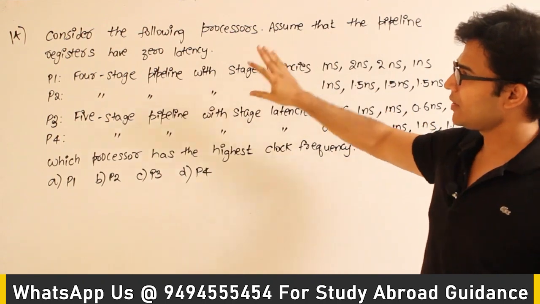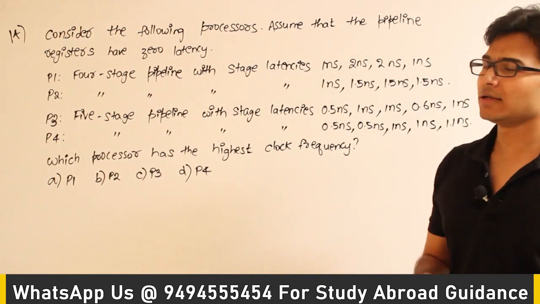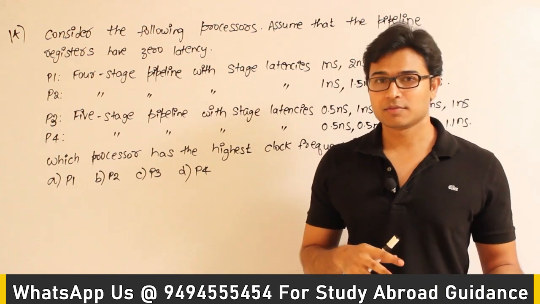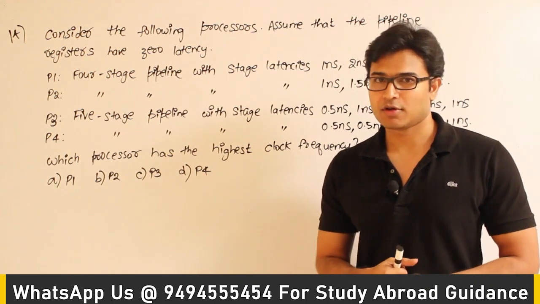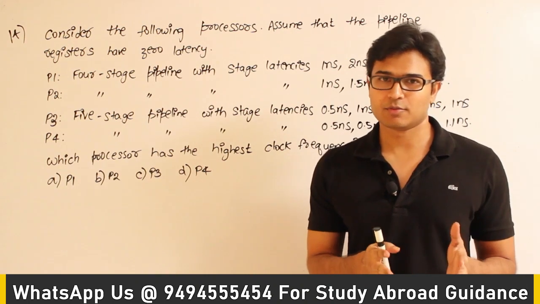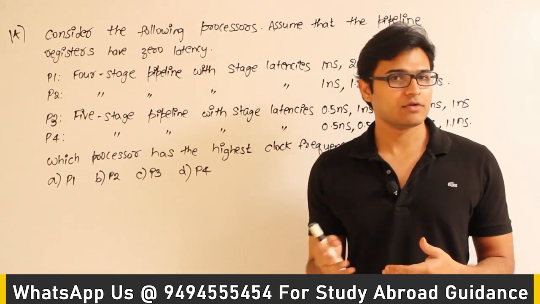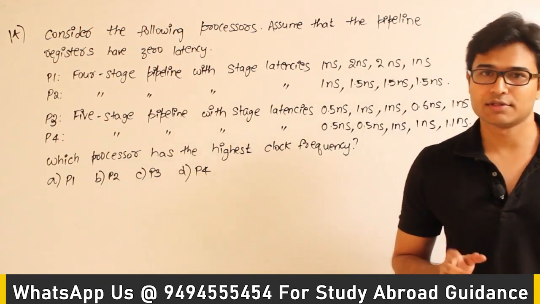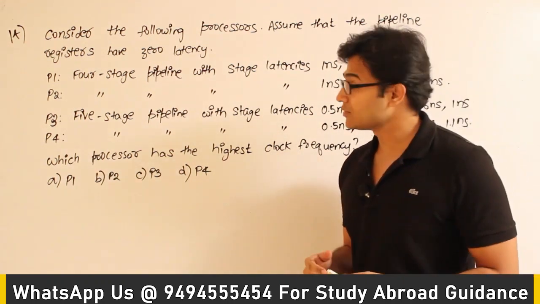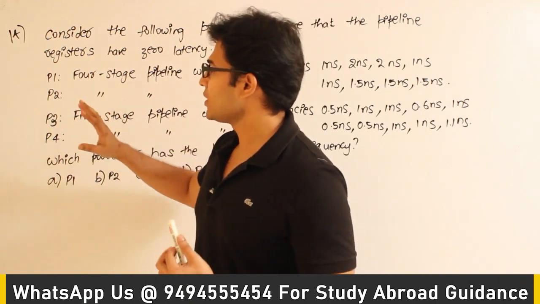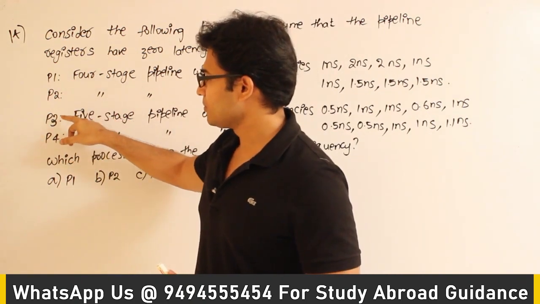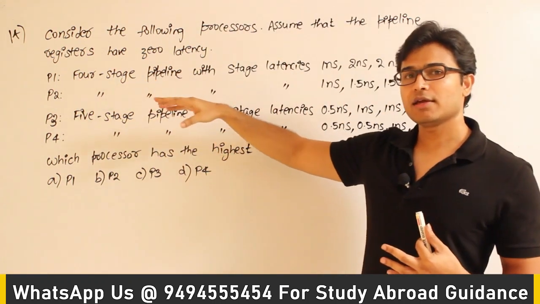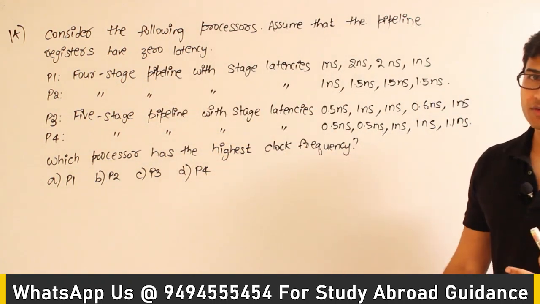Assume that pipeline registers have 0 latency, which means they are asking us to assume that there are no pipeline registers at all. It is a pipeline processor, but then without the registers we are going to operate. It is just an assumption, but in practice we are going to have registers. Okay, so what they are trying to say is we have 4 different types of processors P1, P2, P3, P4, and each processor is operating at a different type of architecture.